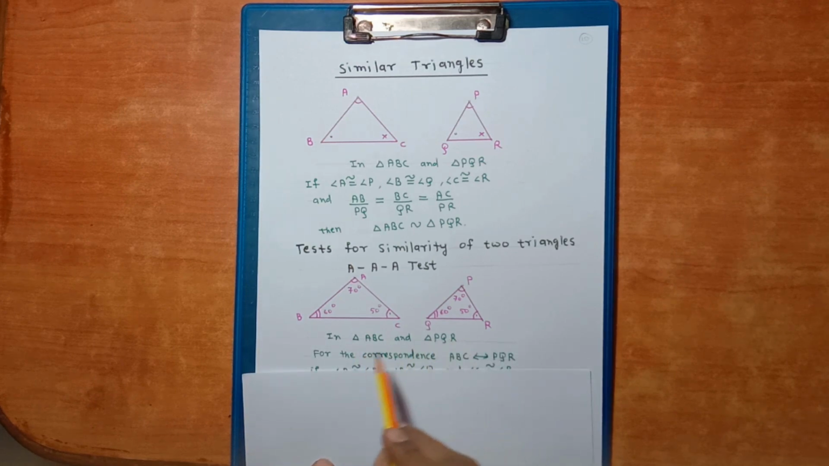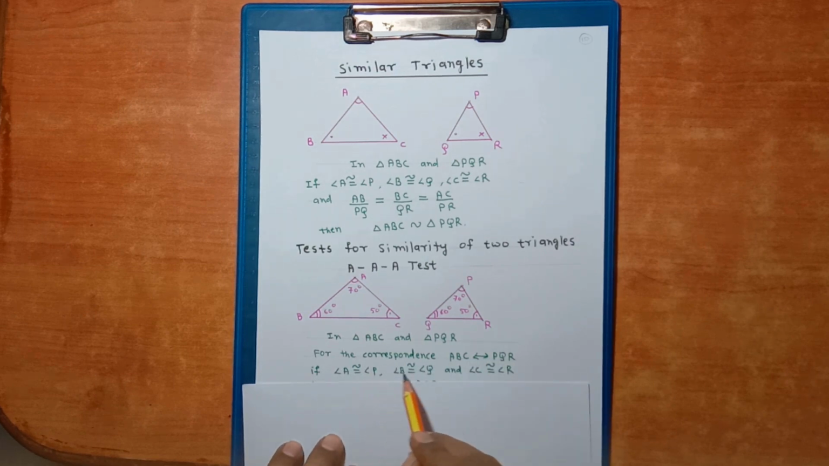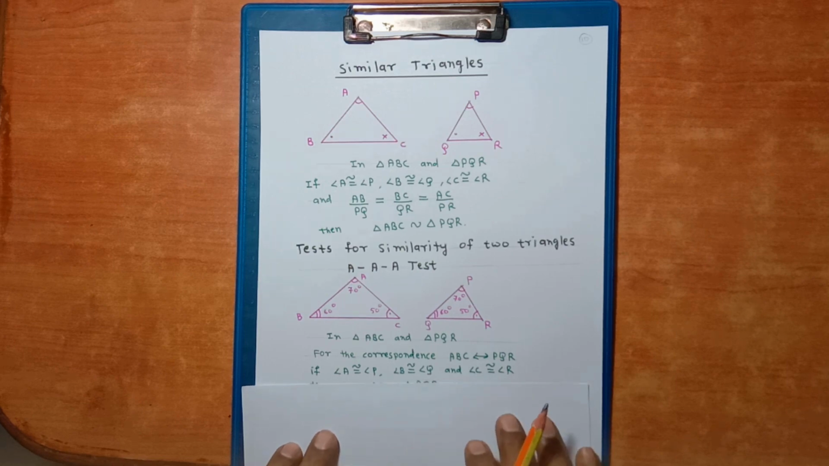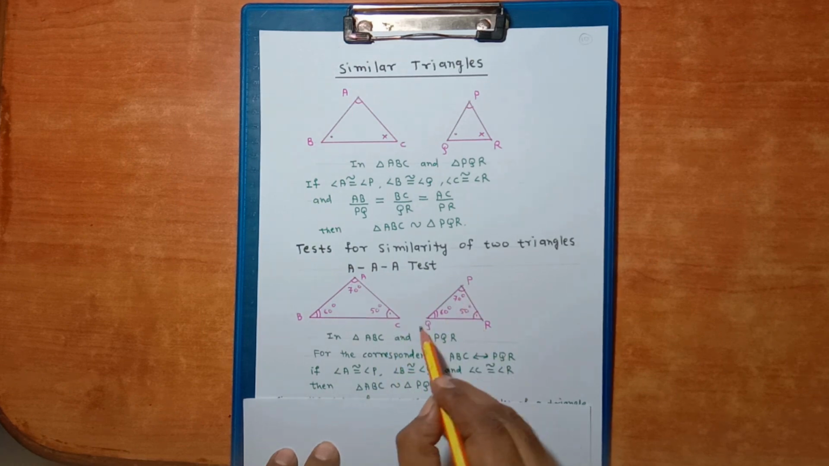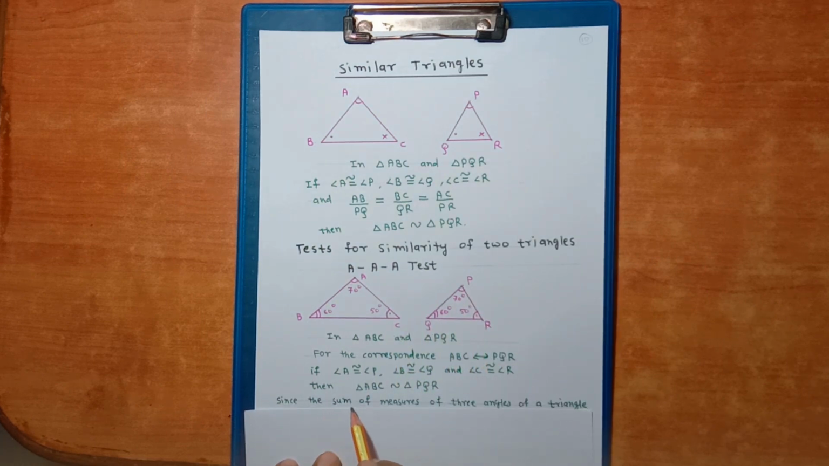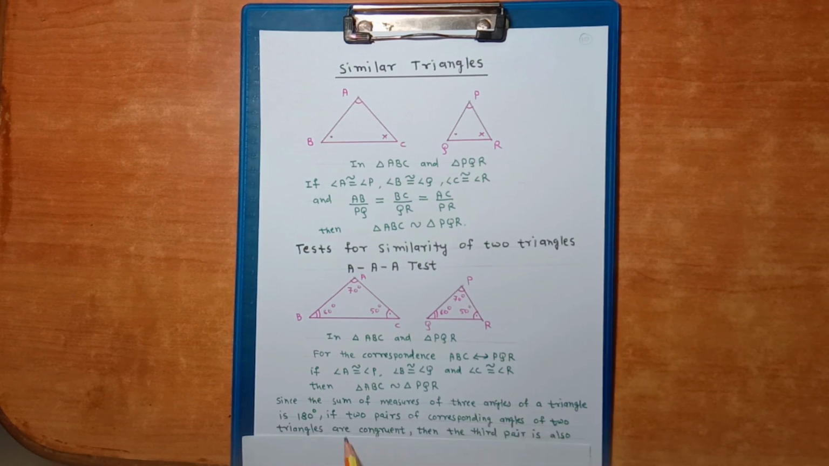In triangle ABC and PQR, for the correspondence ABC to PQR, if angle A is congruent with P, B is congruent with Q and C is congruent with R, then triangle ABC is similar with triangle PQR. Since the sum of measures of three angles of a triangle is 180, if two pairs of corresponding angles of two triangles are congruent, then the third pair is also congruent. Hence, the AAA test, that means angle test, can be expressed in simple form called AA test.